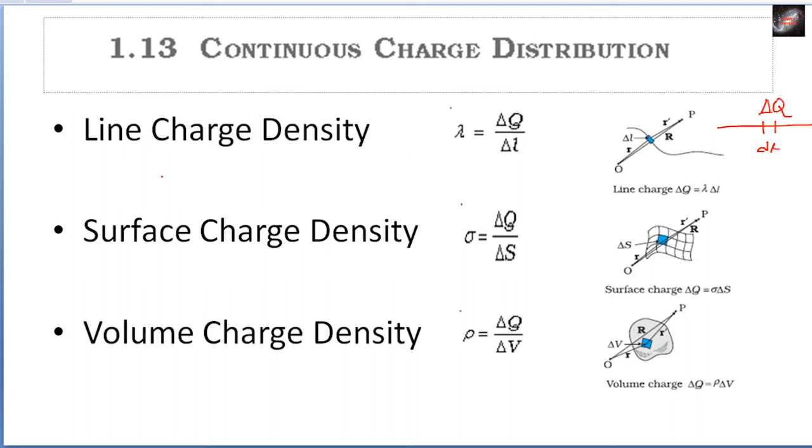is present, in that case we can simply write delta l amount of length containing a charge of delta q. So unit length would contain a charge of delta q divided by delta l. This is known as line charge density. So what is line charge density? This is the amount of charge per unit length. Unit length पर कितना चार्ज है यही है line charge density.